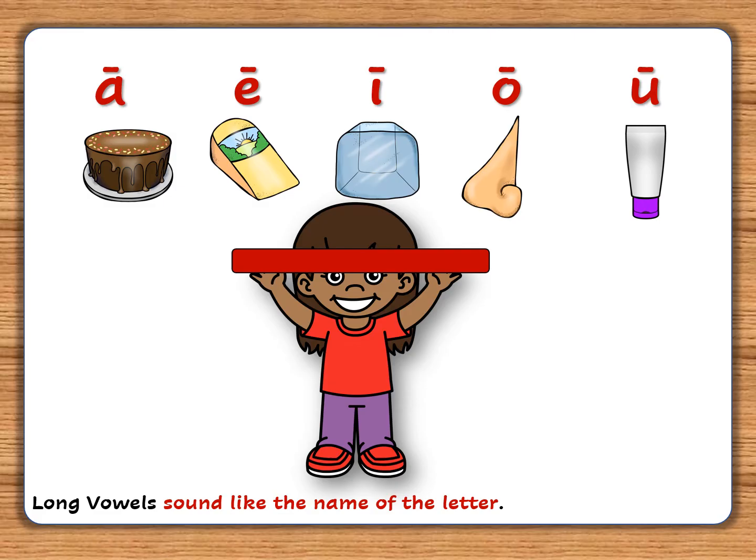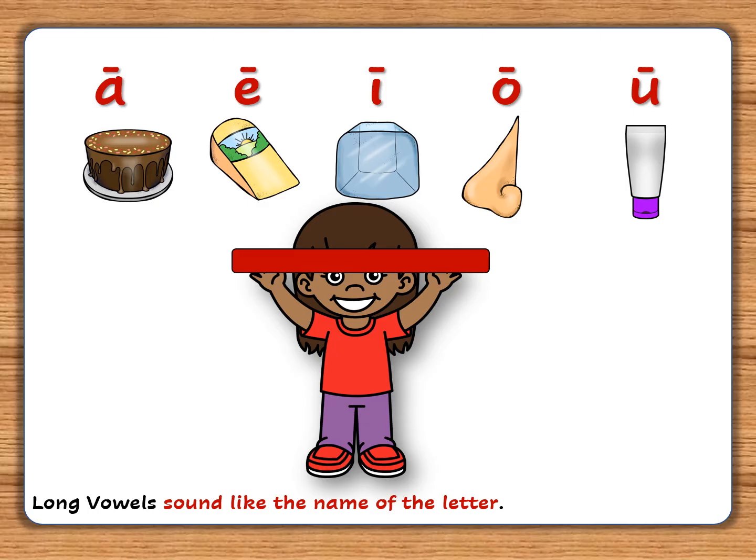The next picture is a block of ice. Ice. When we say ice, there's an I of course, and the I says its name. Ice. So that's a long sound, the long sound of the letter I.